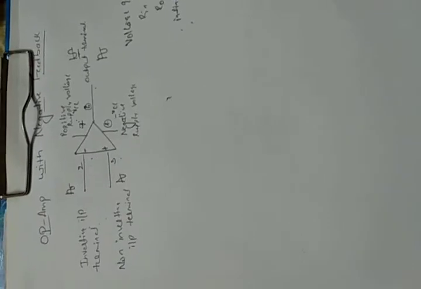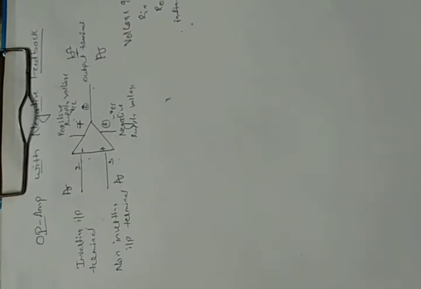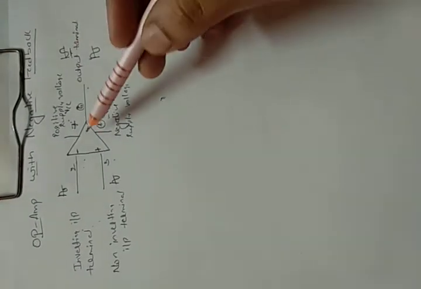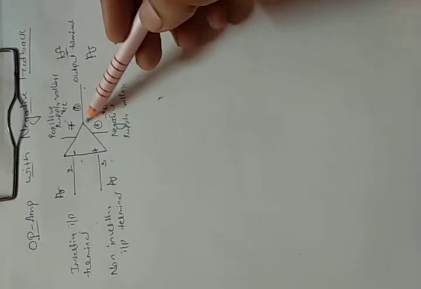So hello everyone. In this video we'll start with module 4, that is op-amp with negative feedback. Before proceeding to the syllabus, let us have a brief introduction about the op-amp. So op-amp is basically an 8-pin IC, which is represented by a triangle.